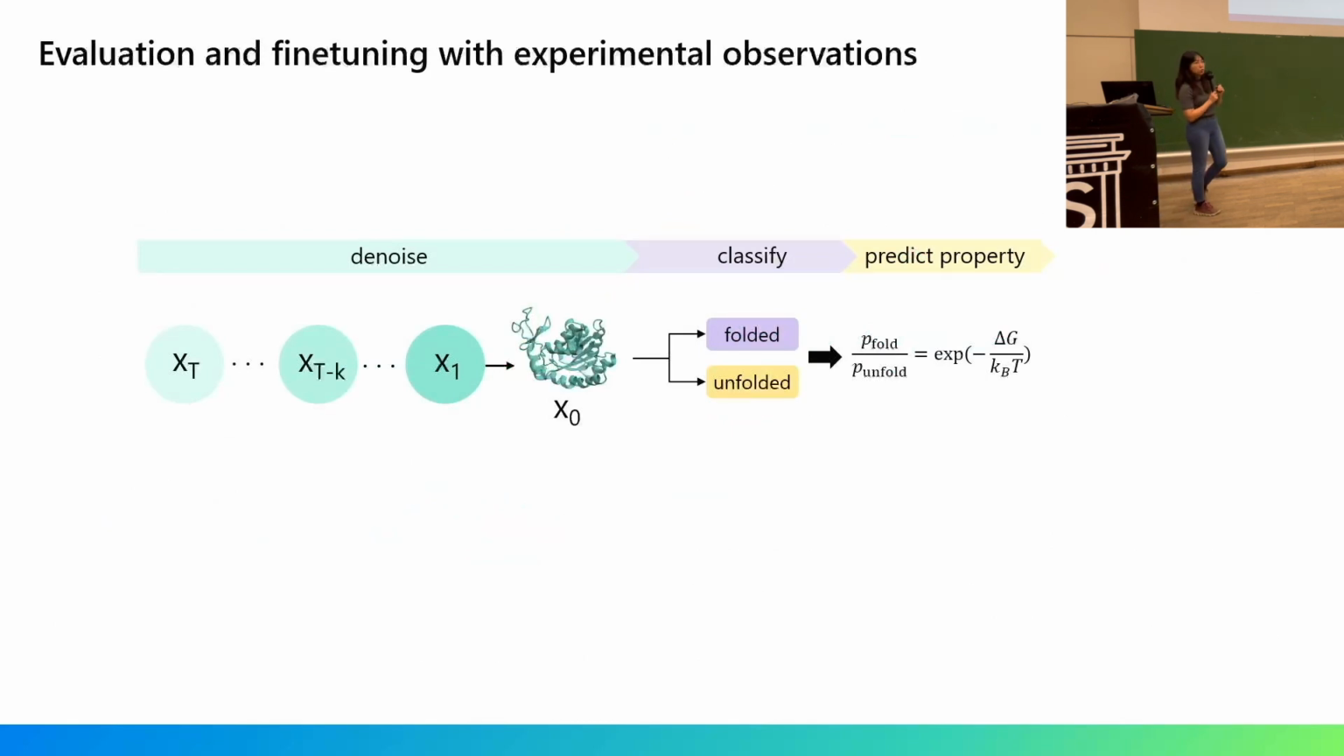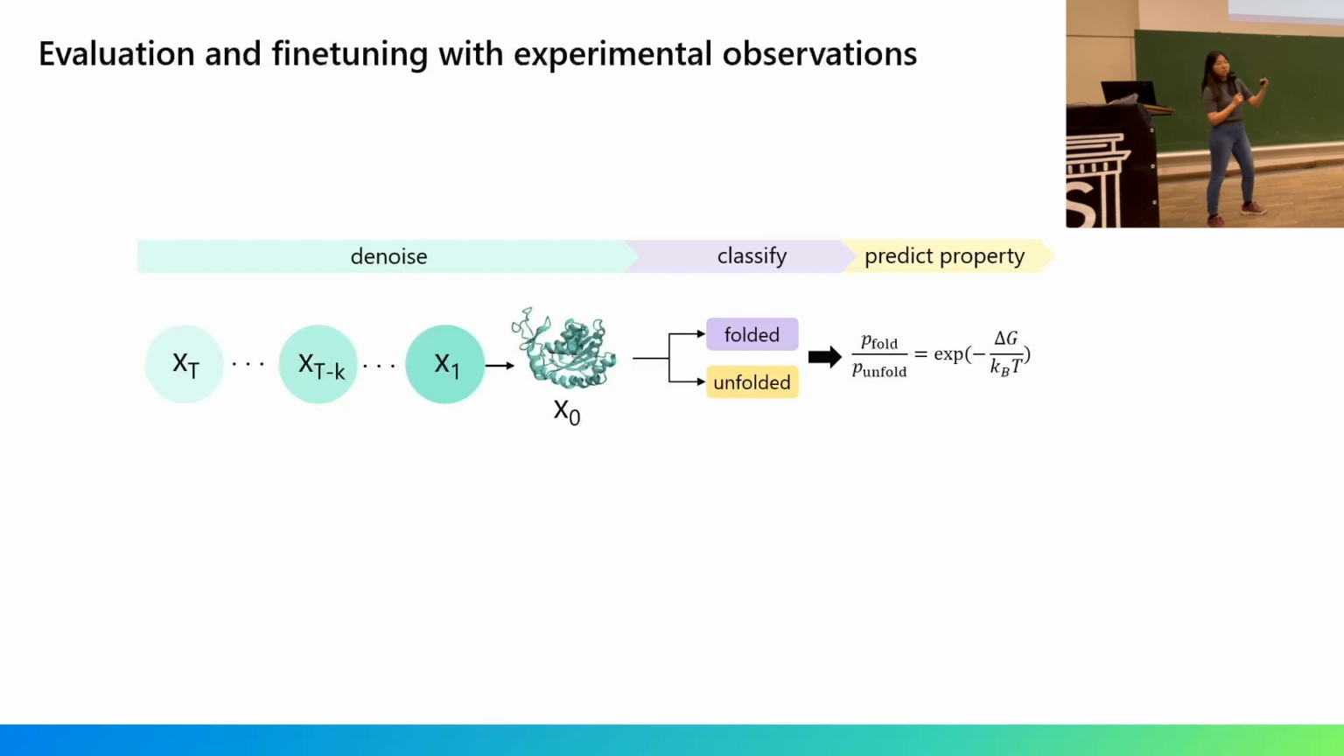I will first show you how we evaluate the model and try to make the diffusion model predict the property. The fine-tuning process is based on this. We first start with a white noise structure, X capital T here, and then we gradually denoise it with our model until X0, so we get the clean structure. And then we have some reaction coordinates, the so-called fraction of native contacts.